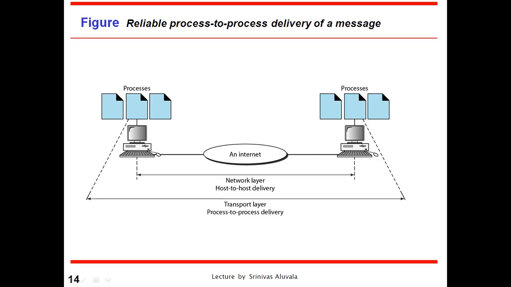Looking at how the message is going to be delivered from process to process, we can understand from the picture. On a single computer, n number of processes are running, and a specific process wants to communicate with a specific process on the receiving end. As we look at the picture, the network layer takes the responsibility of delivering the data from host to host, and the transport layer takes the responsibility of process to process delivery. That is, a specific process running on a computer needs to send its data to a specific process running on the other computer at the receiver end.